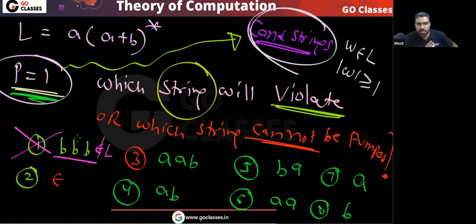We are not giving this string any importance. We don't care about this string. Next, what about this second one? This string also we don't care about, because it does not have length greater than or equal to 1.